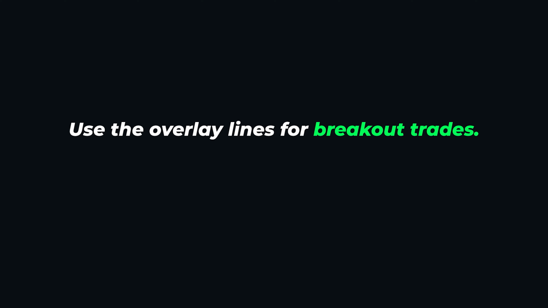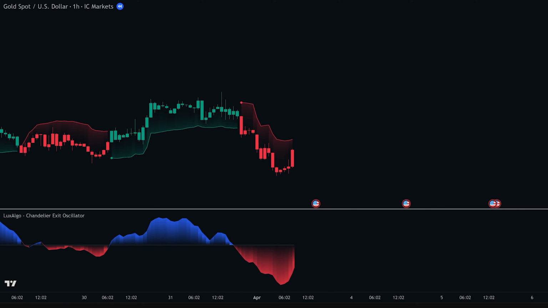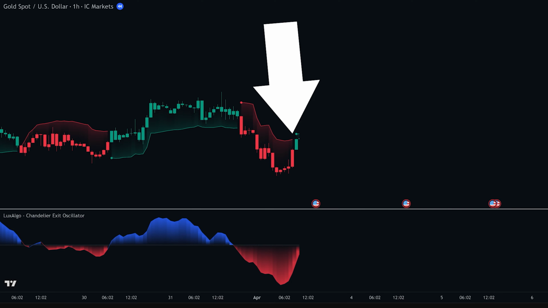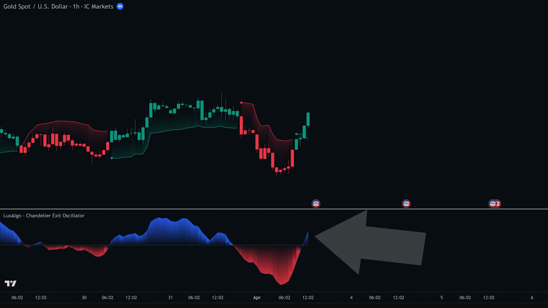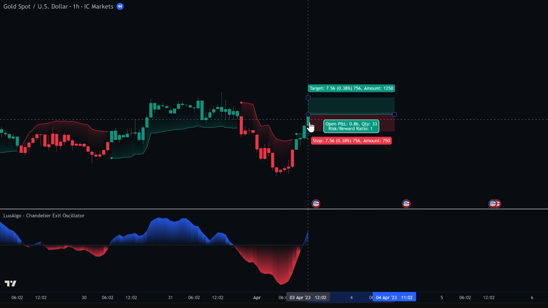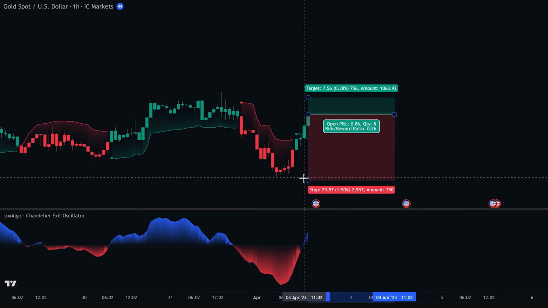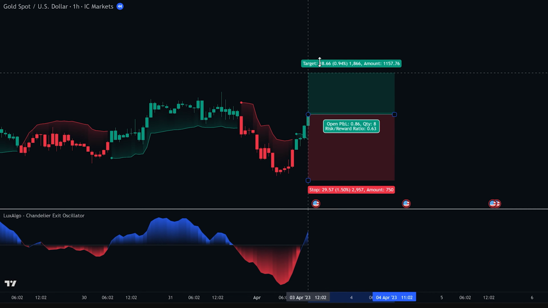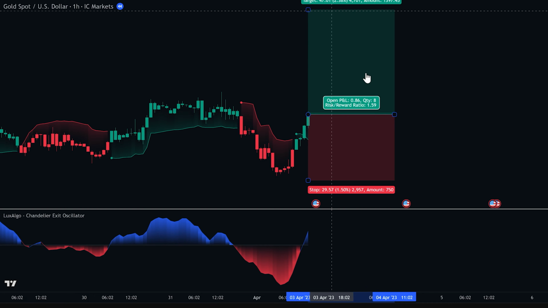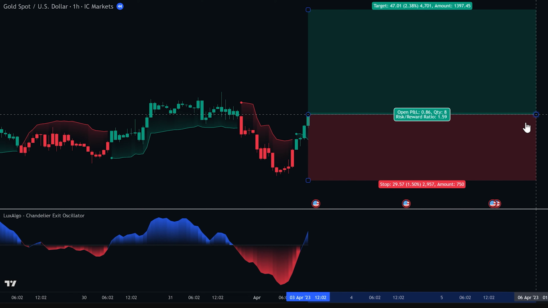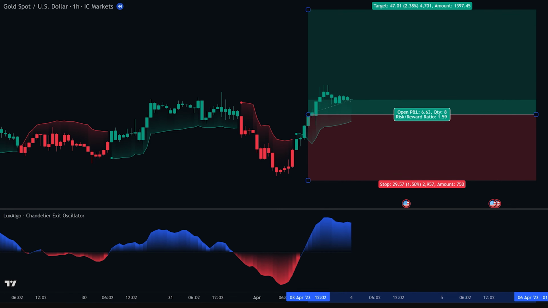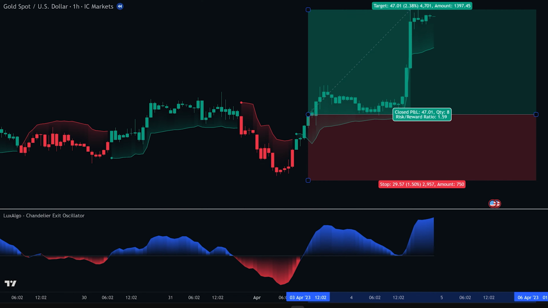The third method is to use the overlay lines for breakout trades. For a buy trade, watch for price to break above the red trailing line. If a candle closes firmly above it and the oscillator flips blue above zero, that's your breakout signal. Enter the trade at the close. Place your stop just below the last swing low and target a 1 to 1.5 risk-to-reward ratio. If you allow this trade to run, you will see that it easily reaches your profit targets.